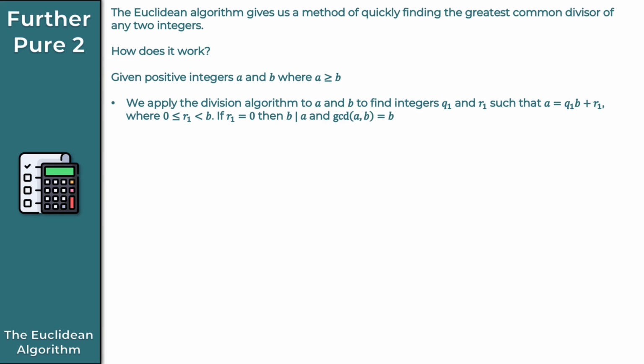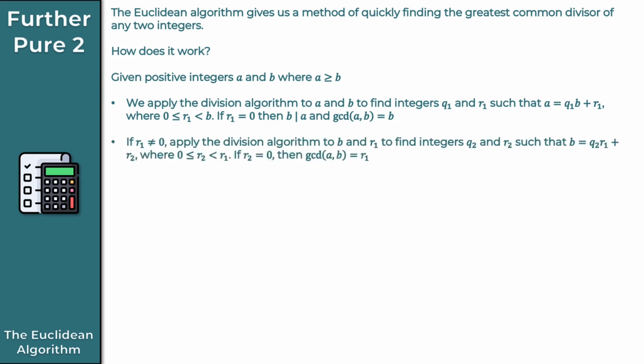What you'll often find here, especially with exam questions, is that this is never the case, right? We do have to do at least a few steps of the Euclidean algorithm. So if r1, our first remainder, is not equal to 0, we apply the division algorithm to b and r1 to find integers q2 and r2, such that b is equal to q2 r1 plus r2, where r2 is between 0 and r1. Now, again, if r2, the second remainder, is equal to 0, then the greatest common divisor of a and b is equal to r1, our first remainder.